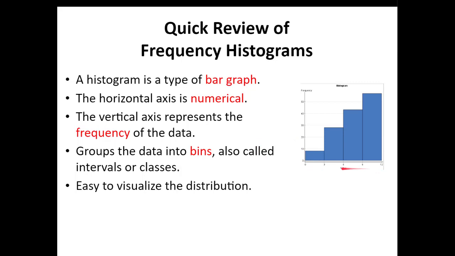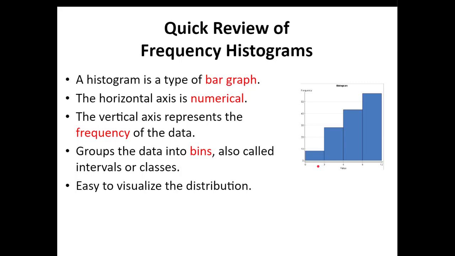The horizontal axis is numerical, and in a frequency histogram, the vertical axis shows the frequency, how often something appears. We can gather the data into groups called bins. They can also be called intervals or classes, and the width of that bin is important in the shape of the distribution.